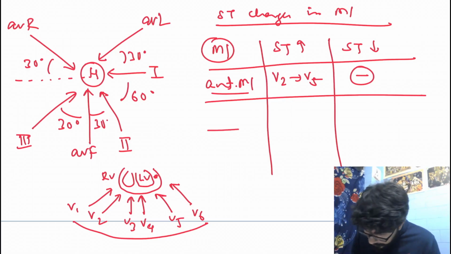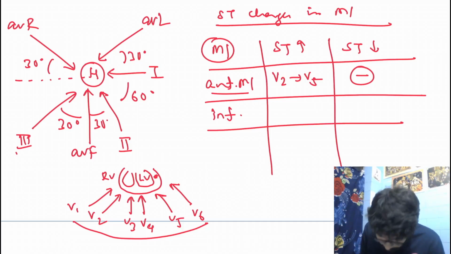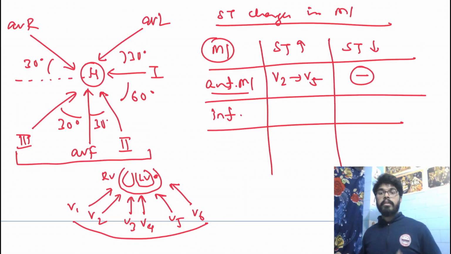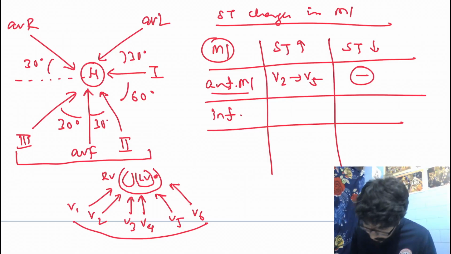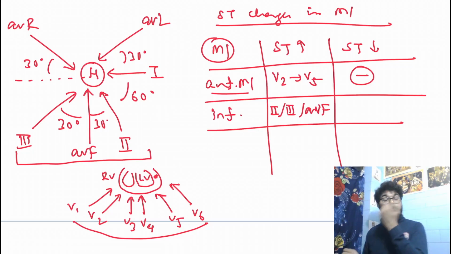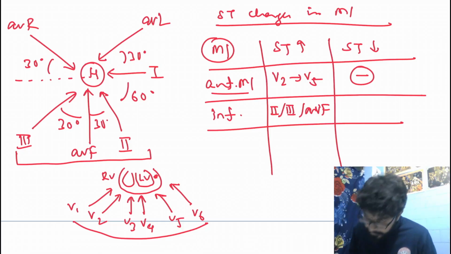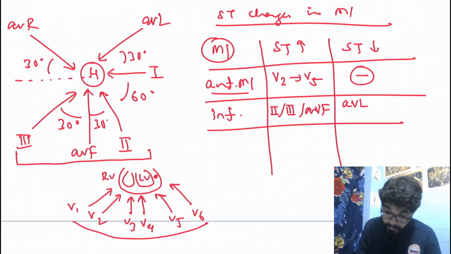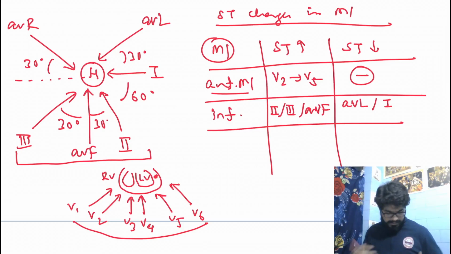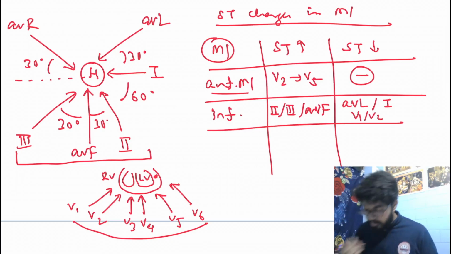Then we have inferior wall MI. What are the leads that are looking at the inferior wall? Leads 2, 3 and AVF are looking at the heart from below. So we would get ST segment elevation in 2, 3 and AVF. And we would get ST segment depression on the opposite side, in the leads looking from above. So we would get ST segment depression in AVL because AVL is looking from above. Sometimes we can even get it in lead 1. And sometimes we also get changes in V1 and V2, because V1 and V2 look at the heart from the right side.